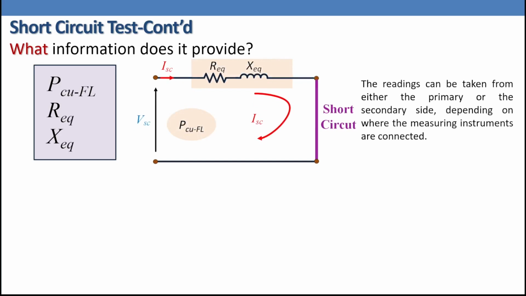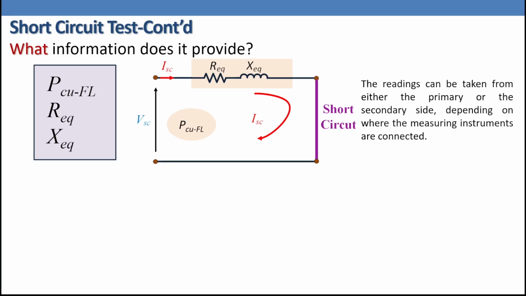We have a supply voltage and a short circuit current, so the transformer has its impedance R equivalent plus jX equivalent. The readings can be taken from either the primary or the secondary side, and that depends on the measuring instruments where we are going to connect them. Someone might ask, where is the magnetizing branch? Since the applied voltage is very small, a reduced percentage of the rated value, the core losses are negligible in this case. So the wattmeter reading here represents the copper loss.